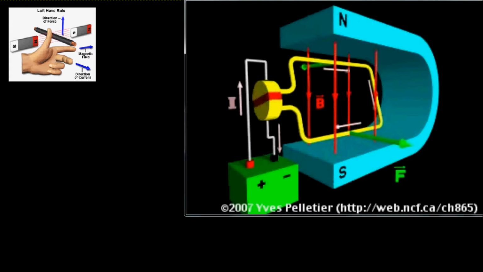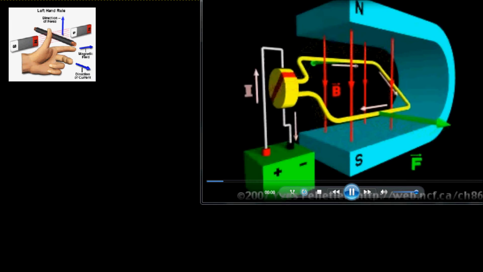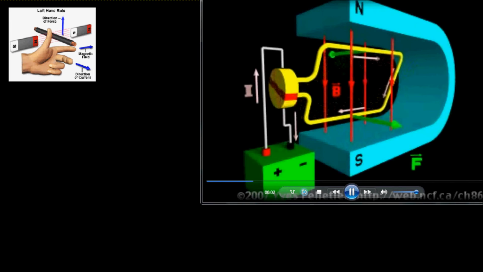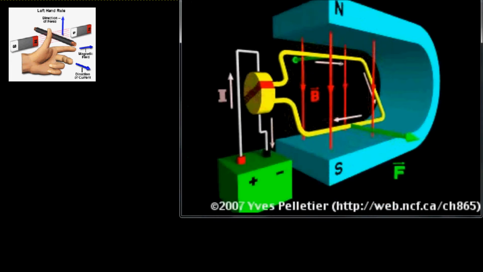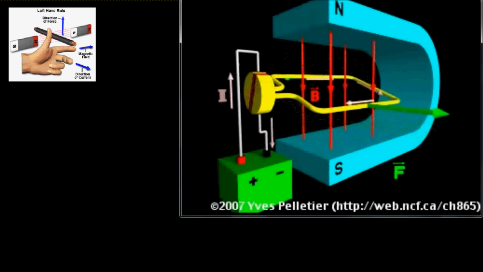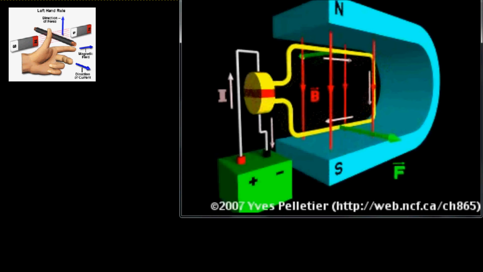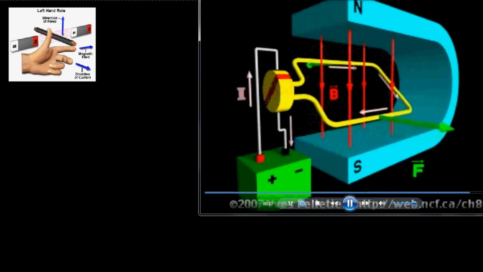Firstly, I'm going to bring up the animation. Okay, here it is. So this is the animation. You can see the source is at the bottom. A person named, I don't know how to pronounce his first name, but Yves, I guess, Pelletier, and he's given his URL as well. So just look at the animation now.